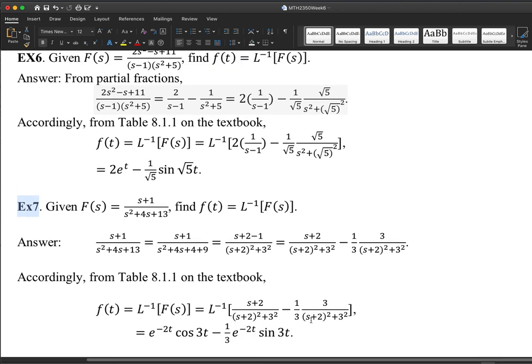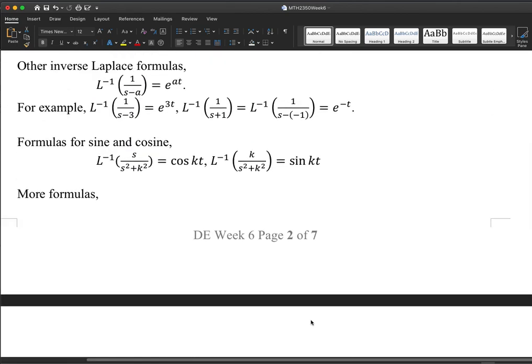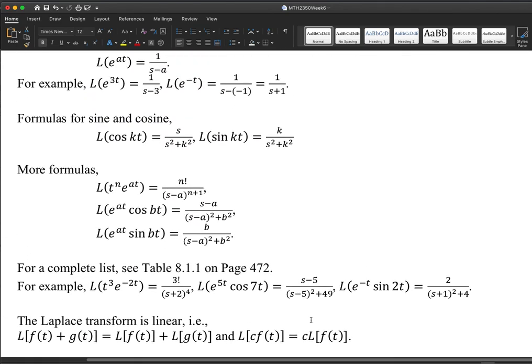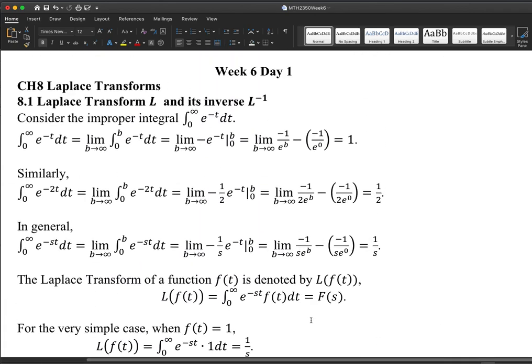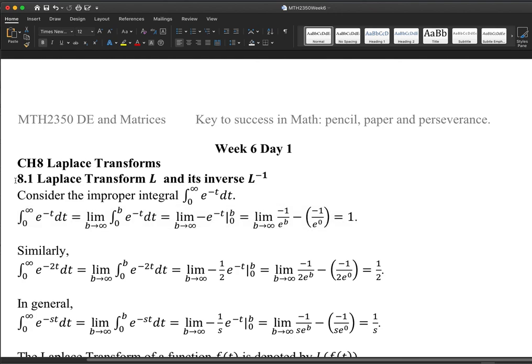So overall, this is the discussion of the Laplace transform and its inverse in section 8.1. Next time, mostly we are going to use the inverse Laplace transform to solve differential equations. Or I should state it precisely: to solve a differential equation, it requires both the Laplace transform and the inverse.